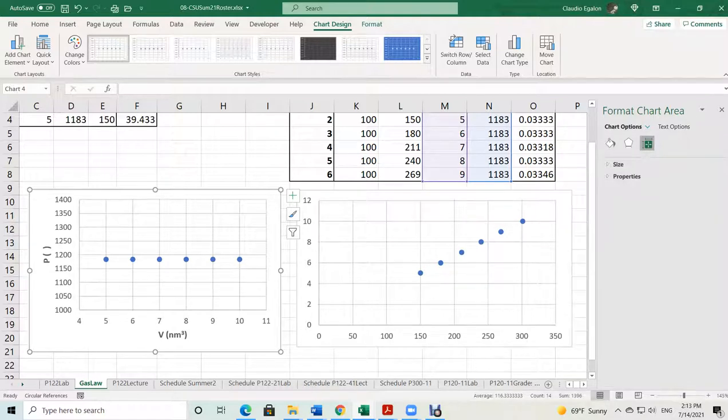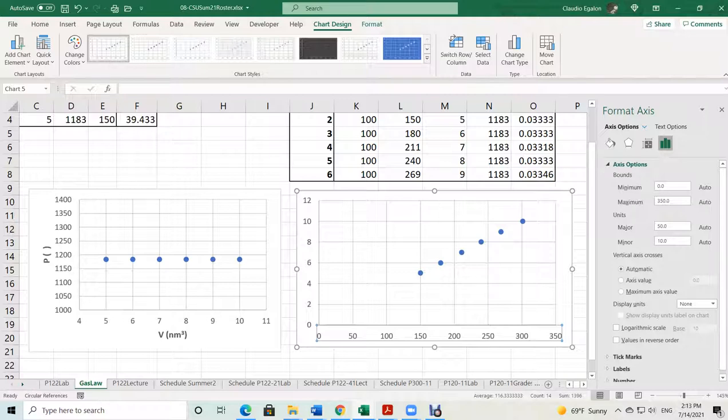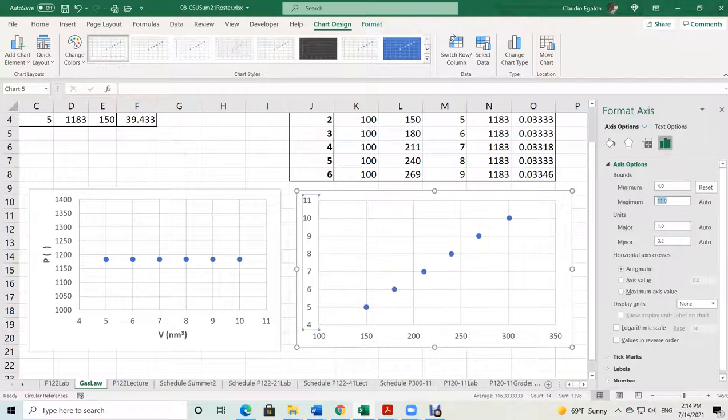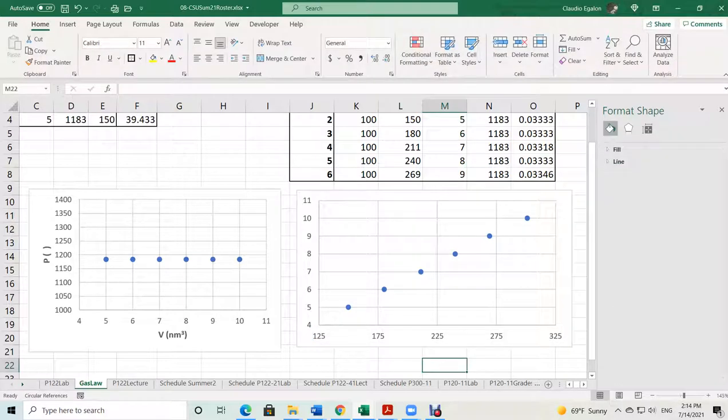And we're going to do the same thing for the second graph. Optimize the space. We start at 100. We've got to optimize the vertical as well. 0 to 12. I'm going to do from 4 to 11. Here you go. It did that automatically for me. That's good. Can I do a little bit more here? Maybe 125 to 325. Let's do that. 125 to 325. Optimizing the space. Looks like a straight line, right?